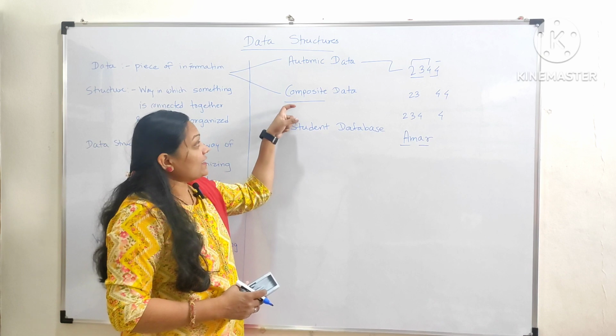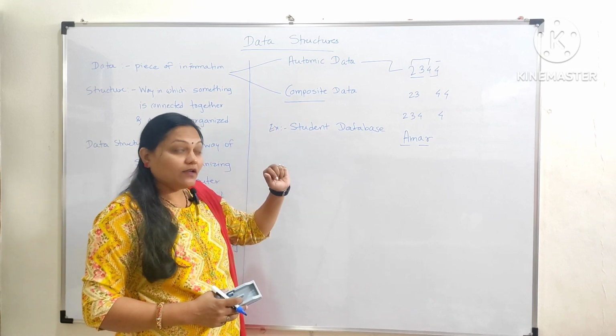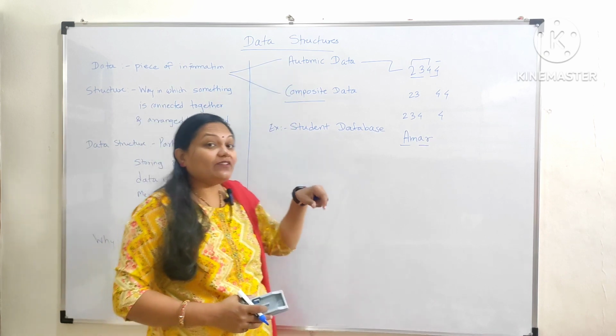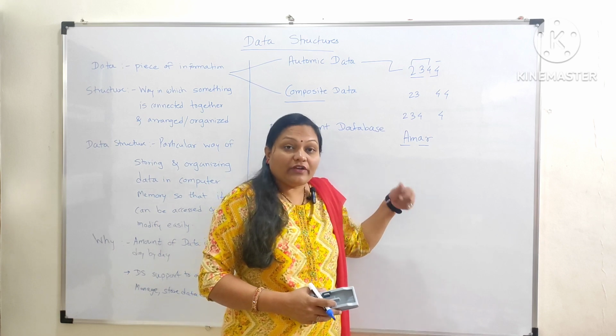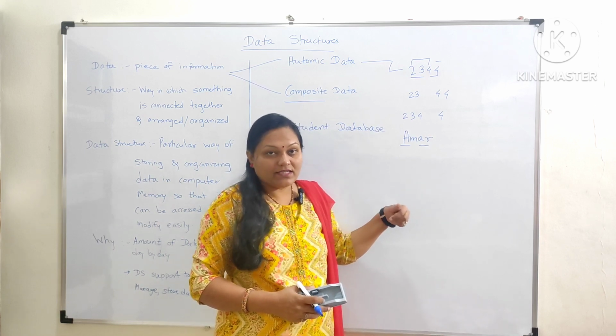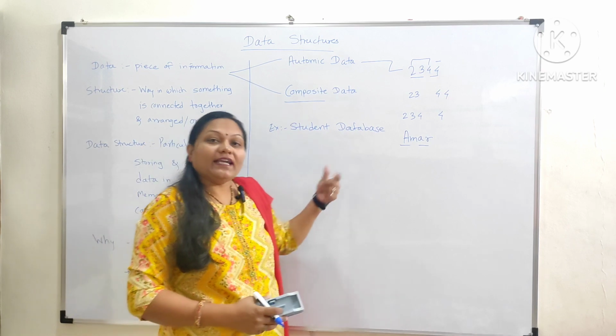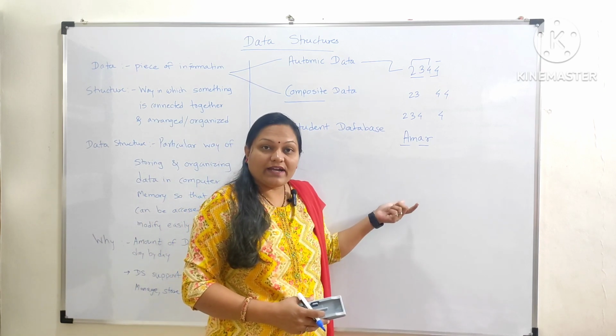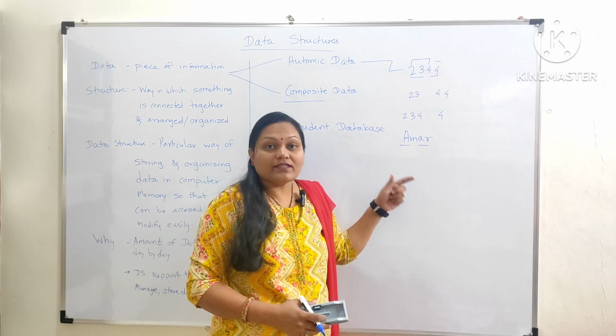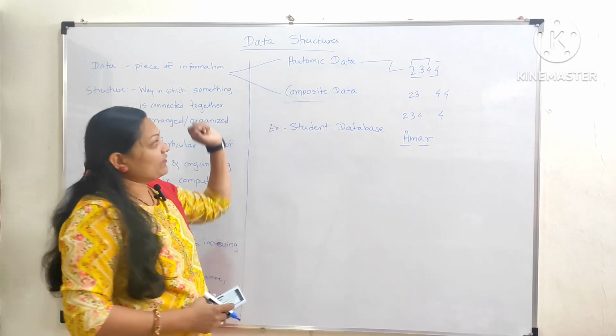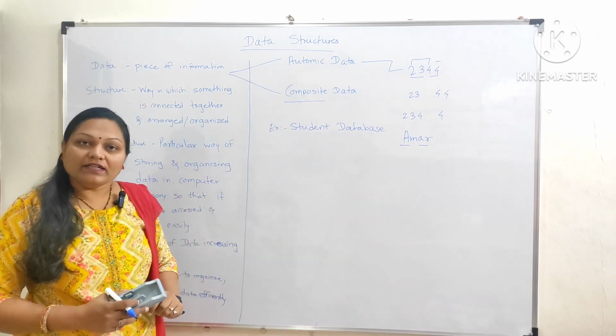So that we can say as a composite data. So what is atomic data? That we cannot divide. If you divide, the meaning of it will be changed. And the second one is composite data. We can divide it, meaning if you divide it, the meaning of it will not change. So that is the difference between atomic and composite data.